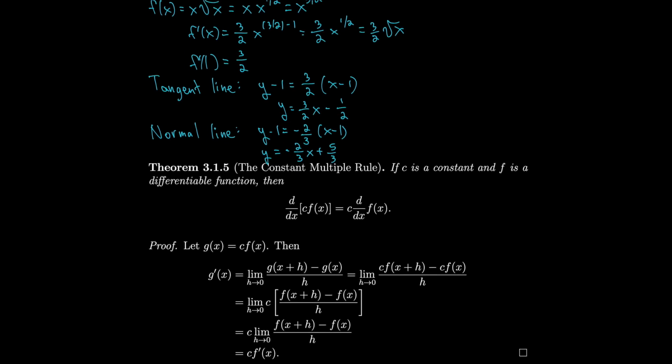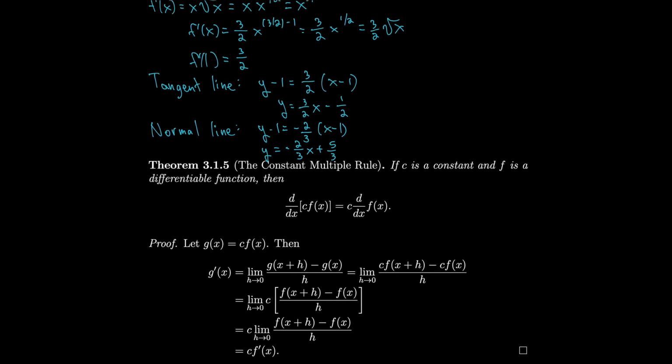Okay, next up we have our constant multiple rule. If we have the derivative of any function times a constant, then we could just take that constant and pull it right outside, and then proceed with our derivative, kind of like we did with our limits.